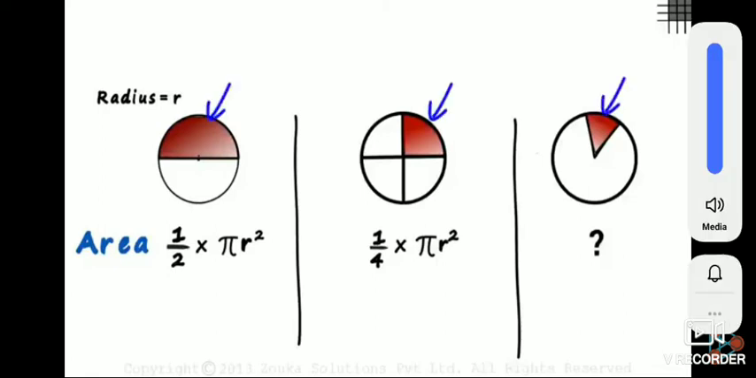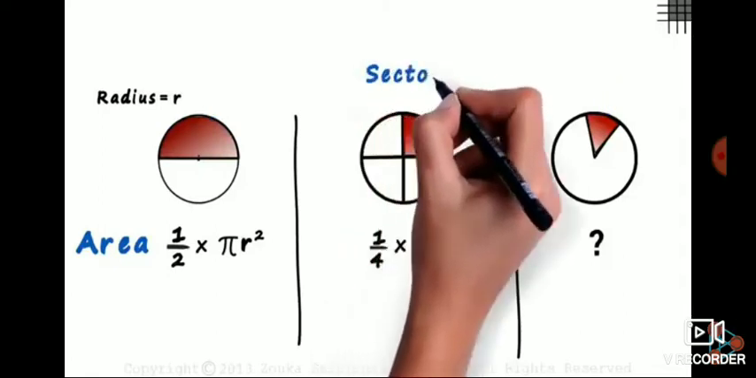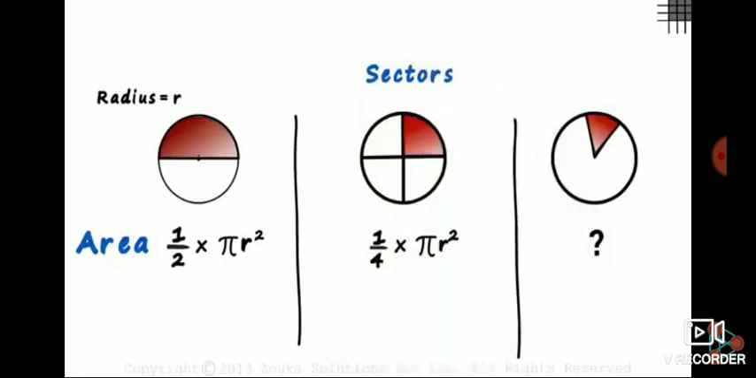These colored regions are called sectors. You may think of a sector as a pizza slice. A sector is covered by two radii and an arc. In the first case, these are the two radii and this is the arc. In the second case, these two are the radii and this is the arc. And in the third case, the sector is covered by these two radii and this arc. Coming back to the question, how do we find the area of this sector?